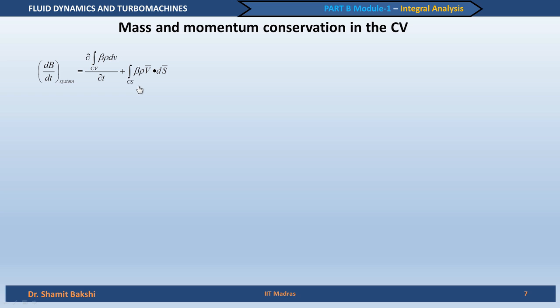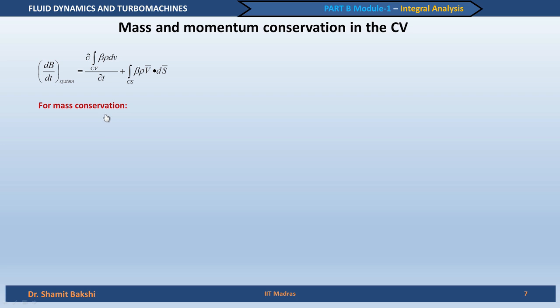So, just to remind ourselves, the time derivative of any quantity B in a system is given as a sum of these two terms. The first term is basically the time derivative of that quantity. This is basically the sum of the quantity in that control volume plus the surface integral of that quantity on the entire control surface for the control volume.